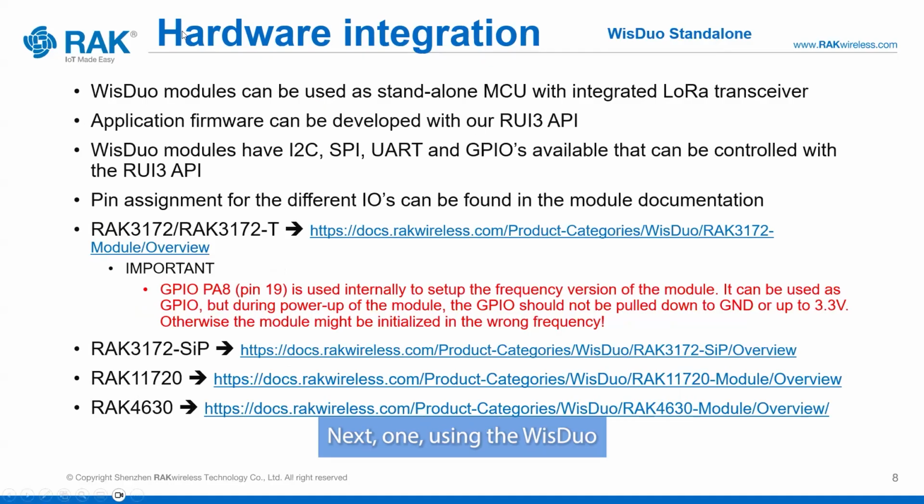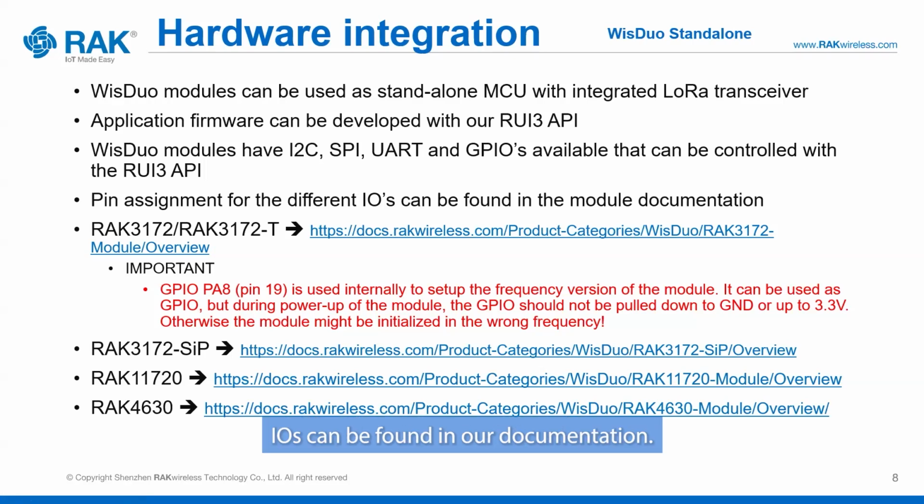Okay, next one, using the WisDuo as a standalone module. So it can be used like this. It has a microcontroller, it has the LoRa transceiver. We have an application firmware that can be developed with our RUI3 API. The modules have all I2C, SPI, UART, and GPIOs available, can be controlled with the RUI3 API. Pin assignments for these different IOs can be found in our documentation. I have listed all the links here.